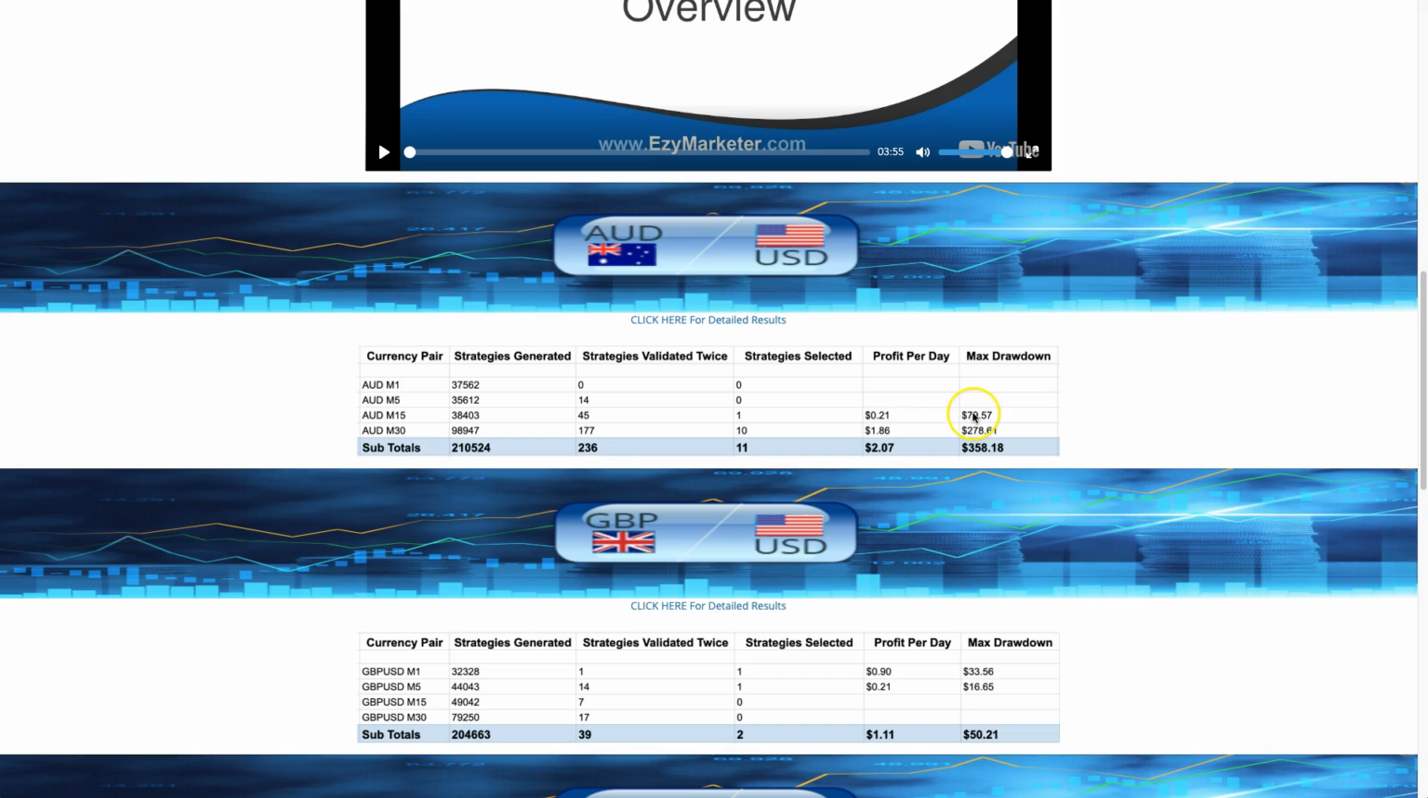While on the M15, we only have one strategy and that drawdown was about $80. I was okay with that because everything else stacked up really well. To get something absolutely perfect is mission impossible. There's got to be some leeway somewhere, otherwise we will never have anything to trade. So on the Aussie dollar, we had $358 of maximum drawdown, and that was averaging profit of $2 per day.